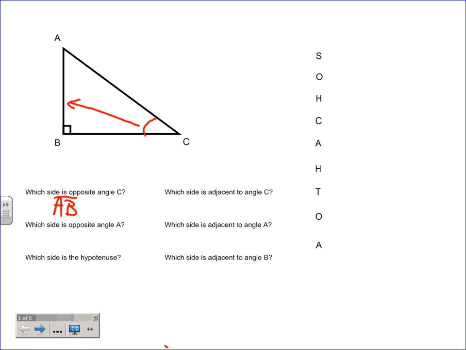Well, let's look at this next question on the way down. Which side is opposite angle A then? Does it change? It's still the word opposite, but the angle has changed. So does the side that is opposite that angle also change? Yes, it does. It becomes that one over there. So the answer to that one would be BC. And then in this particular problem, which side is the hypotenuse at this point? It is AC.